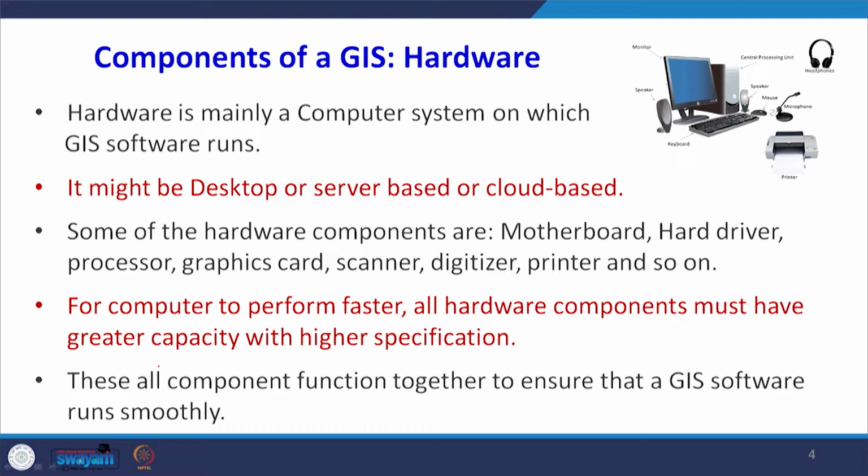Some of the hardware we are aware of when using any computer for processing data: we have the motherboard, hard drive, the processor, and a graphics card is very much required because a lot of your data is graphical data. In addition to that, what is required is the scanner and digitizer. You may not require this in other applications where you are using the computer, but when you are carrying out GIS-based analysis, there are a lot of paper-based maps. Atlases, they have the paper maps.